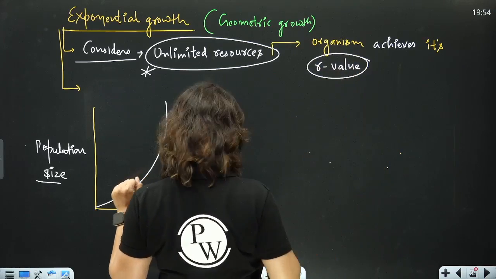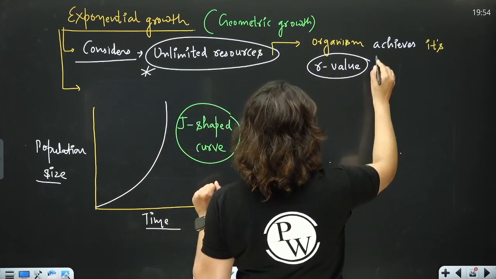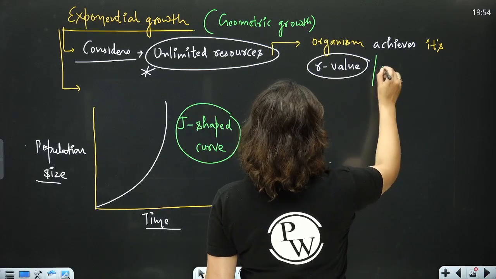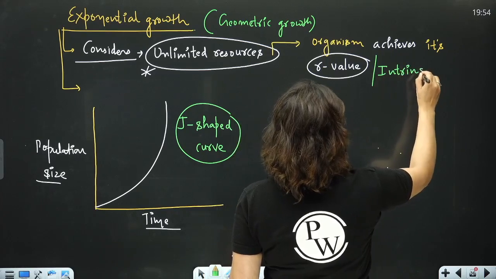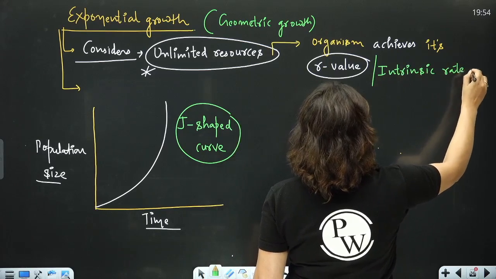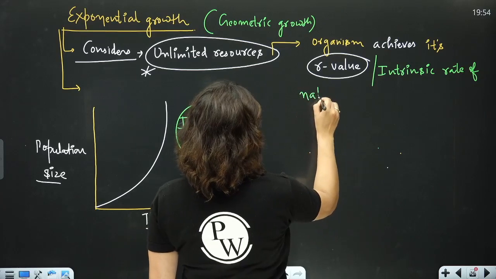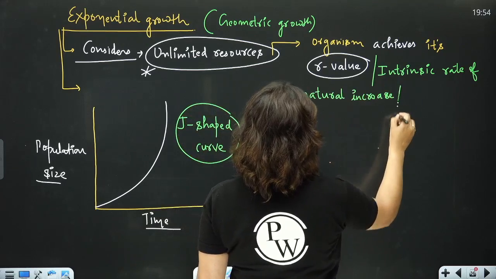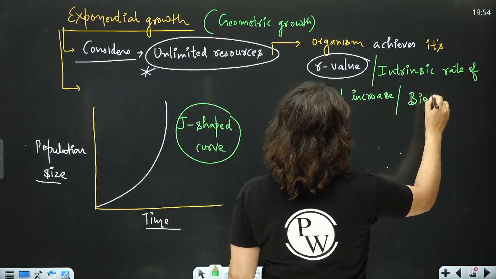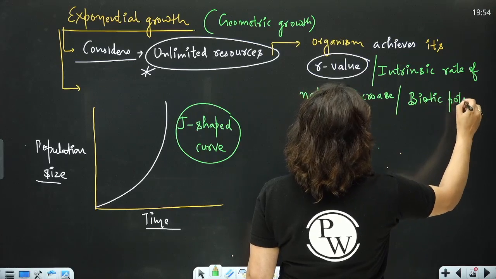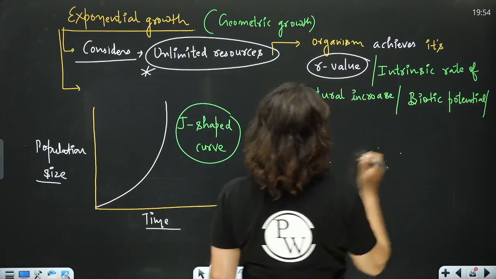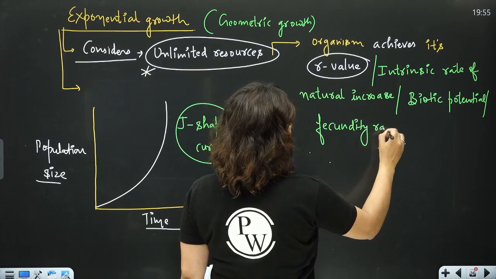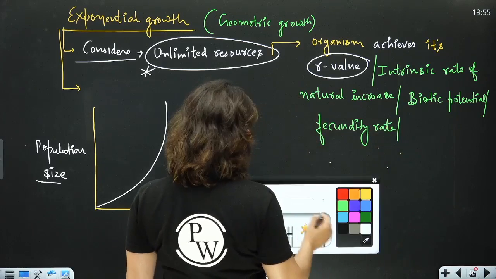This is very important. This R value is also called the intrinsic rate of natural increase, or biotic potential, or fecundity rate, or Darwinian fitness.